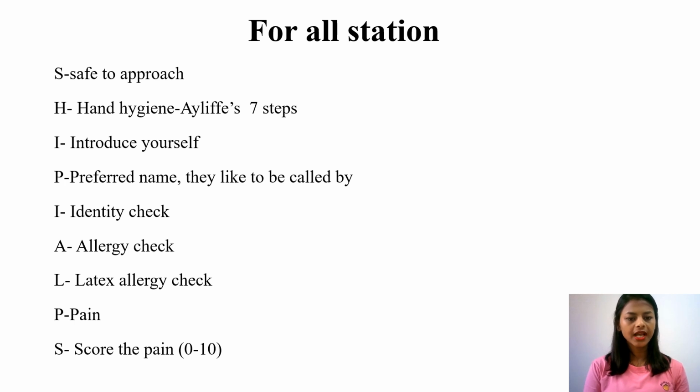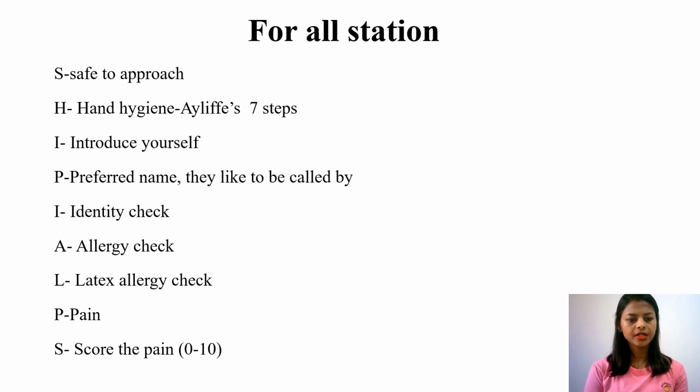Then you have to do an identity check. The identity check should be done in 3 ways. You have to see the documentation, then you have to ask the patient, and then you have to see the wristband. In the identity check you have to check the name, then date of birth, and then hospital number. But if it is a community setting, then you have to check the address.